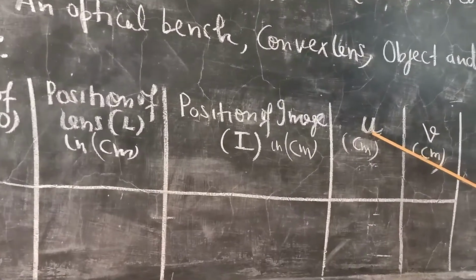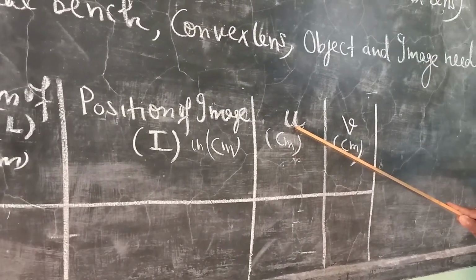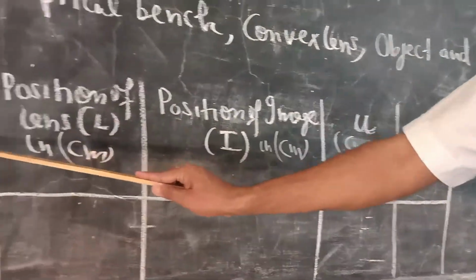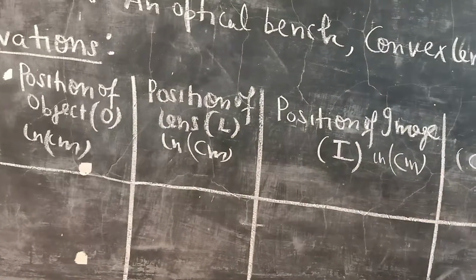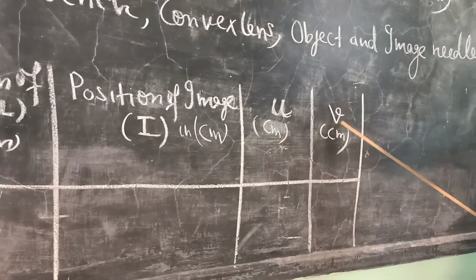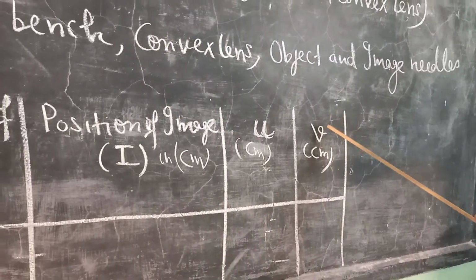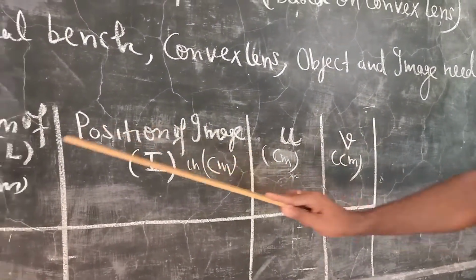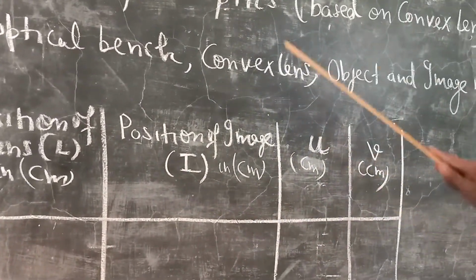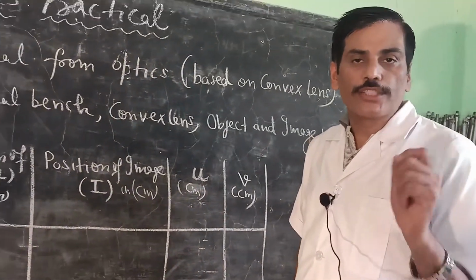Then U. All of you know U in optics is known as the object distance, between lens and object. You can say OL, object to lens. So the length between O and L will come under U. V is known as the image distance, that is also in centimeter. It is the distance of the image from the lens. So L to I, the distance between these two, we'll write here as V. So this will be your common table for any kind of experiment based on a lens.